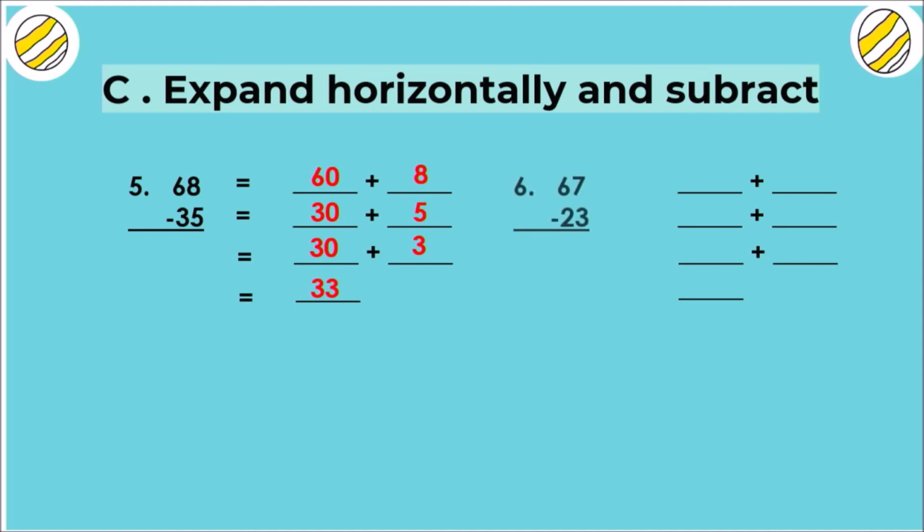Okay, next, number 6. 67 minus 23. So, we rename 67 into 60 tens plus 7 ones. And we rename 23 into 20 tens plus 3 ones. Okay? So, 7 minus 3 is equal to 4, and 60 minus 20 is equal to 40. So, the answer for that is 44.